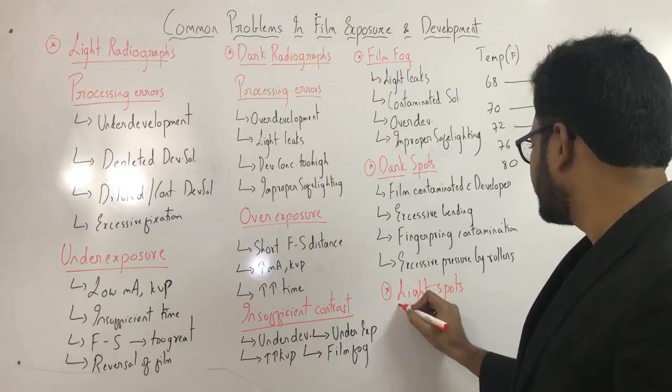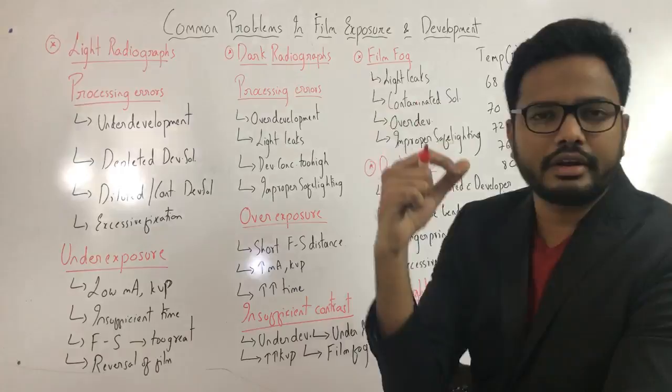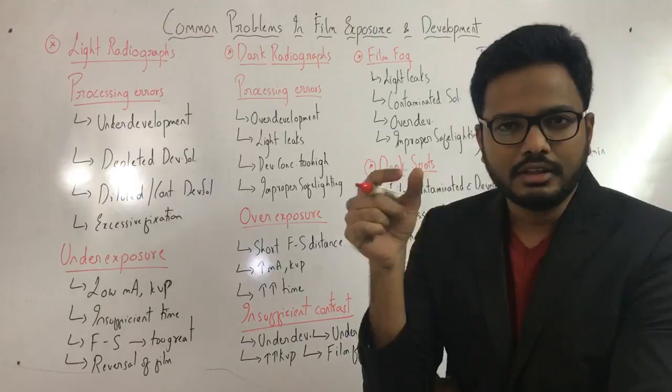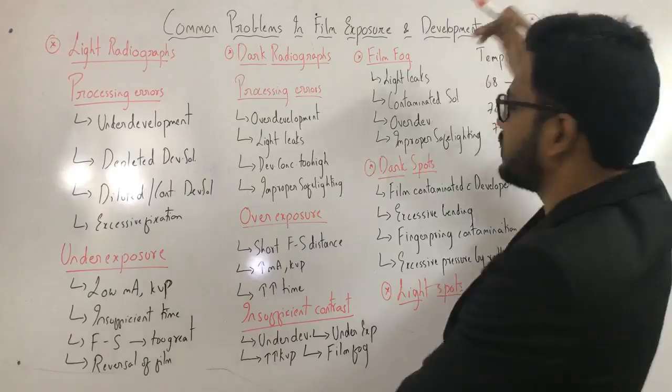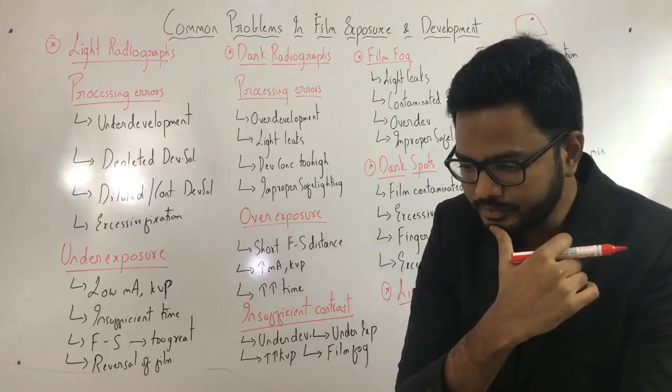One light spot is where you hold your radiograph with your radiograph holder, that area is not developed. You can have a light spot there. The point on an IOPA which is used for holding it, where we place the radiographic holder or radiographic clip, remains undeveloped. There can be a light spot. Or there can be a drop of fixing solution, that's true.